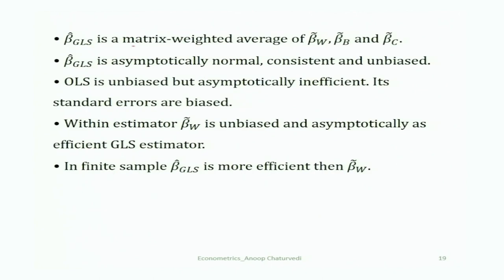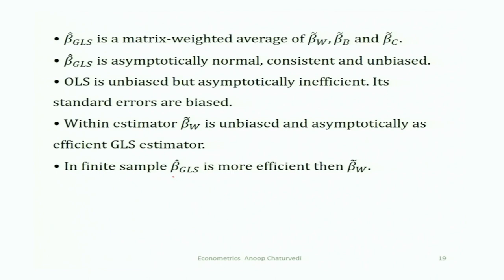Then beta hat GLS is a matrix weighted average of beta curl W, beta curl B and beta curl C. So, this result is also parallel to the one way error component regression model. And beta hat GLS is asymptotically normal, consistent and unbiased. Now, OLS is unbiased, but asymptotically inefficient. Then if you consider its standard errors, they are biased. Within estimator, beta curl W, is unbiased and asymptotically as efficient as GLS estimator.